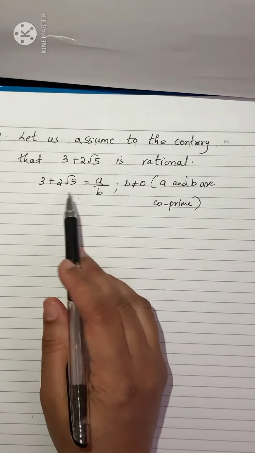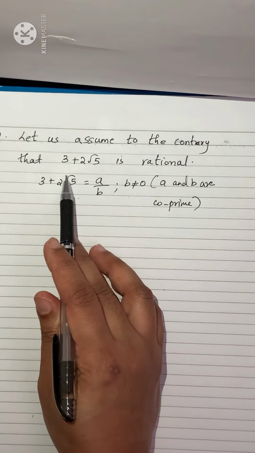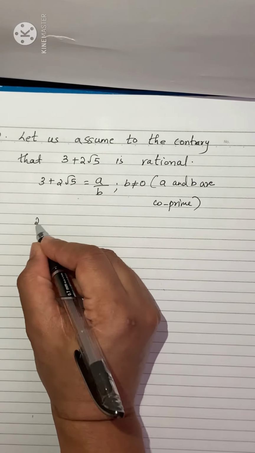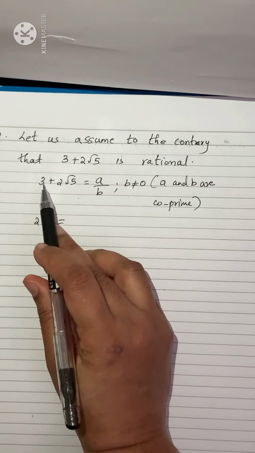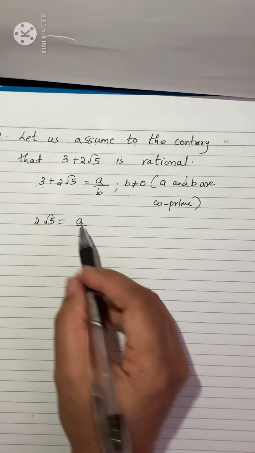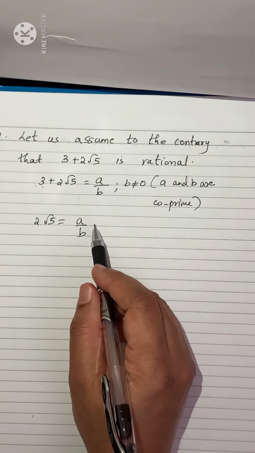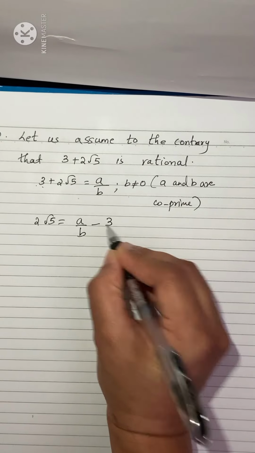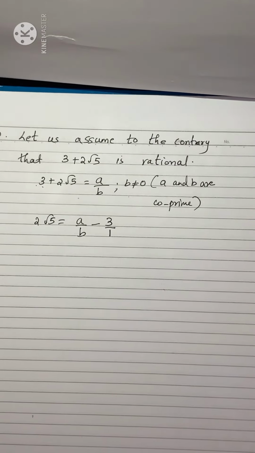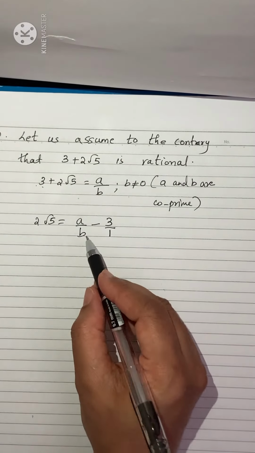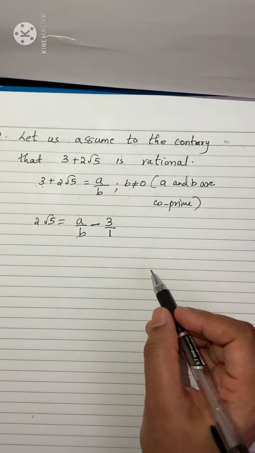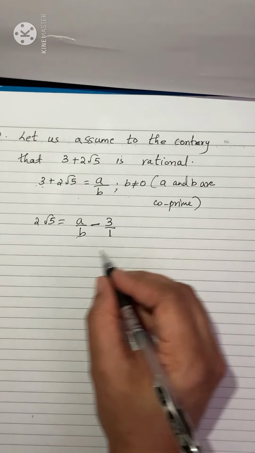Now we have to make this term, that means the term with root 5, alone. So let it be on the left side, and we can take this 3 to the right side. a by b equals 2 root 5 plus 3, so when it goes to the right side, this will become minus 3. We can write it as 3 by 1, and 3 by 1 is the same as 3. Now here a by b minus 3 by 1. So we have to take the LCM of it. LCM is b.